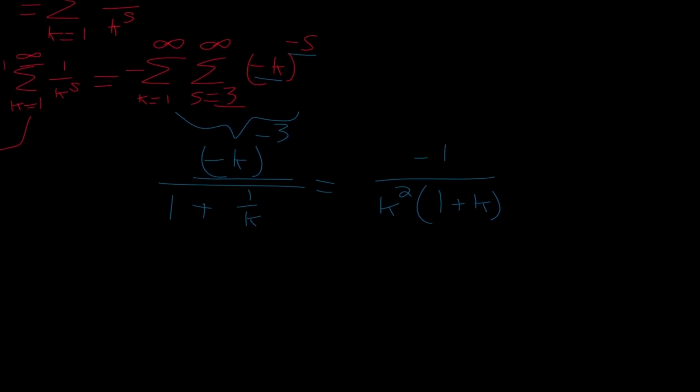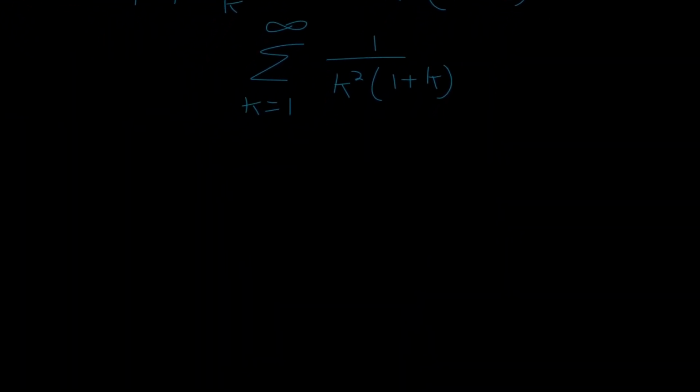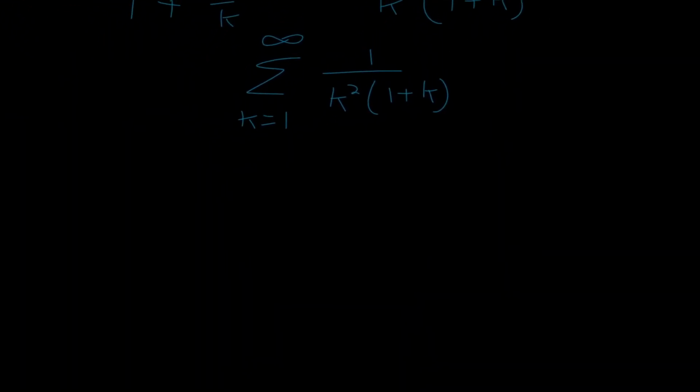And this right here is our new sum, because you'll remember that we're also summing from k equals 1 to infinity. So now what we have is the sum from k equals 1 to infinity, and you'll see that the negative here and the negative here actually cancel. So we have the sum from k equals 1 to infinity of 1 over k squared, and then 1 plus k. And you might remember the sum from a previous video, but let's evaluate this again.